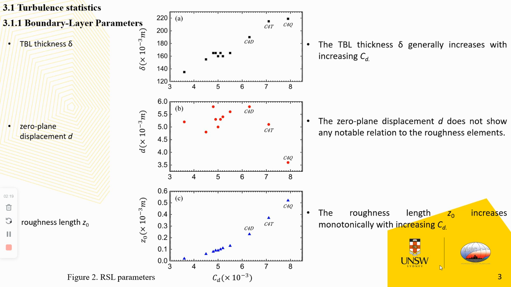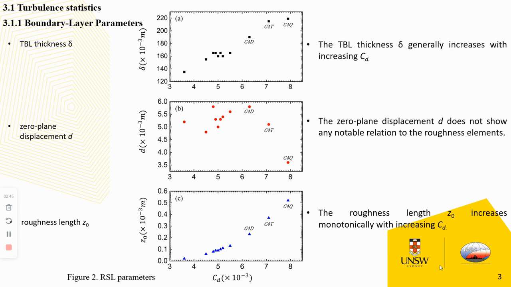First, I will talk about the three boundary layer parameters as a function of drag coefficient. The first is the TBL thickness, delta. We can see from this figure that delta generally increases with the increasing drag coefficient. It is because the delta is developed by the roughness elements.